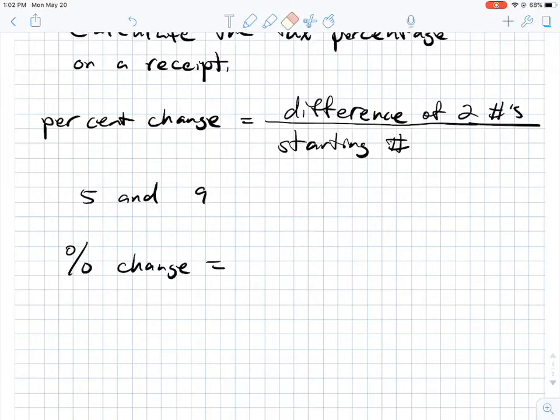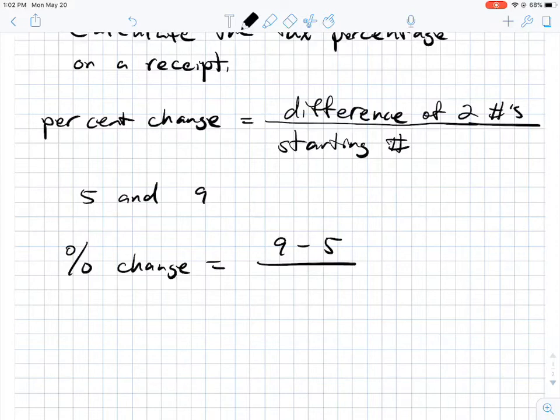Excuse me, let's do it the other way: 9 minus 5. In some books, you can just subtract whatever the order is. I always like to do it so I get a positive result, because I know I'm increasing in the percent change since I went from 5 up to 9. Some do it the other way, but I think just keep it positive. So we have 9 minus 5, which we know is 4.